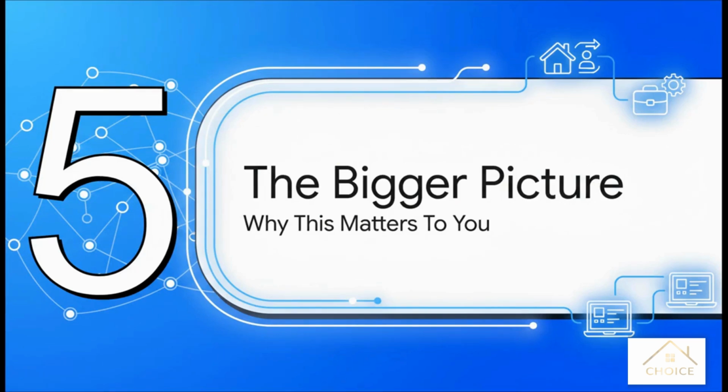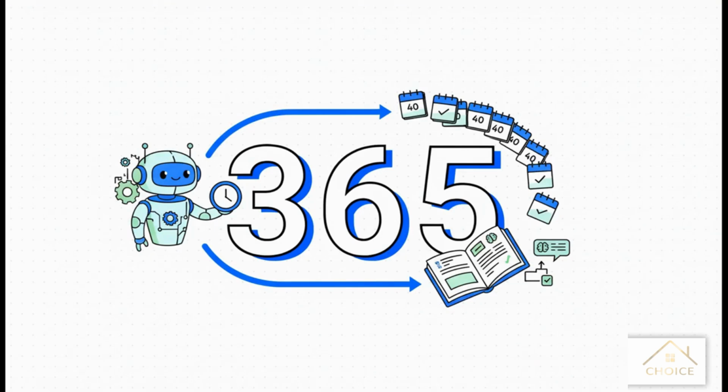So these examples are definitely cool, but let's zoom out for a second and talk about what this really means for you in your day-to-day life. This is about way more than just convenience. Just think about this number. If you use these agents to automate only 1 hour of work each day, you get 365 hours back every year. That's not just a little extra free time. That's over 9 full 40-hour work weeks.